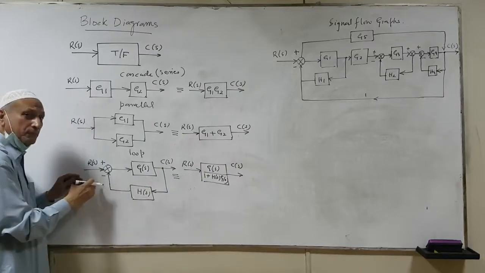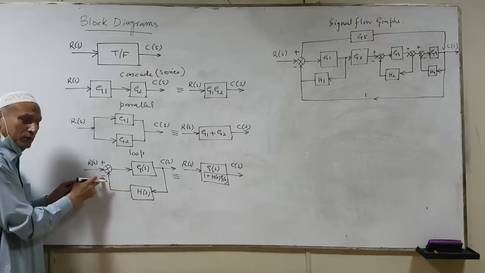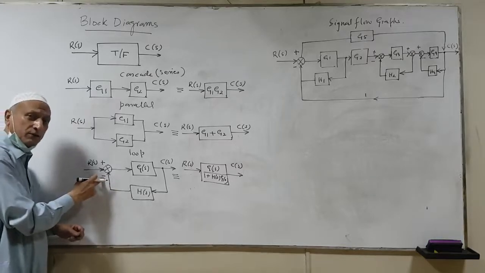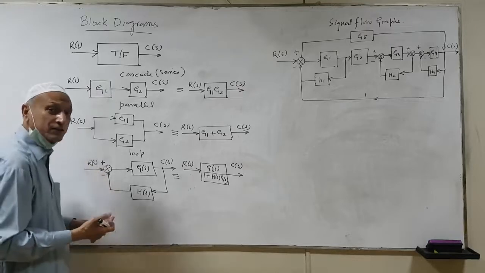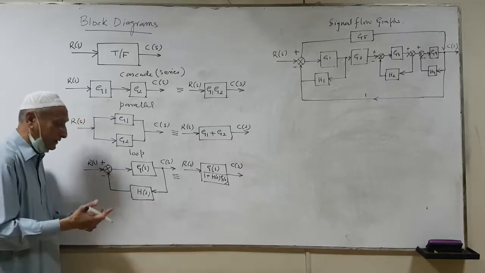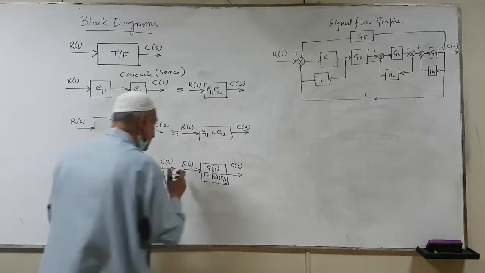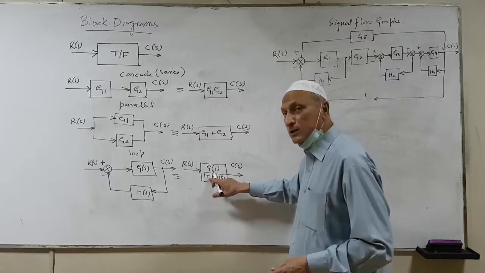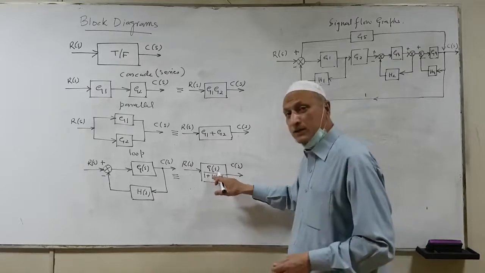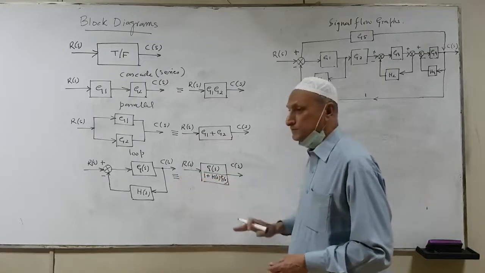Then we come to the situation of a loop. A loop is like this. We have a negative sign because most of the systems we are dealing with are negative feedback systems, because of stability. Negative feedback systems are stable, positive ones are not. So we have this loop, and this loop can be converted into a single block by including the transfer function as such. We have done this in the previous lecture as well. So this is equivalent to this.